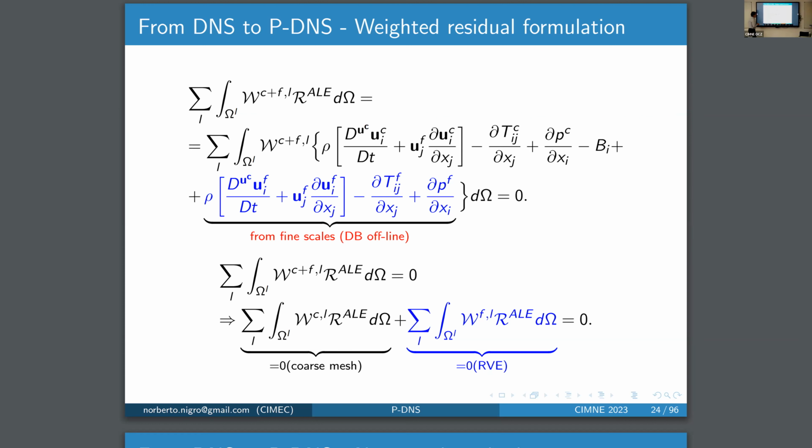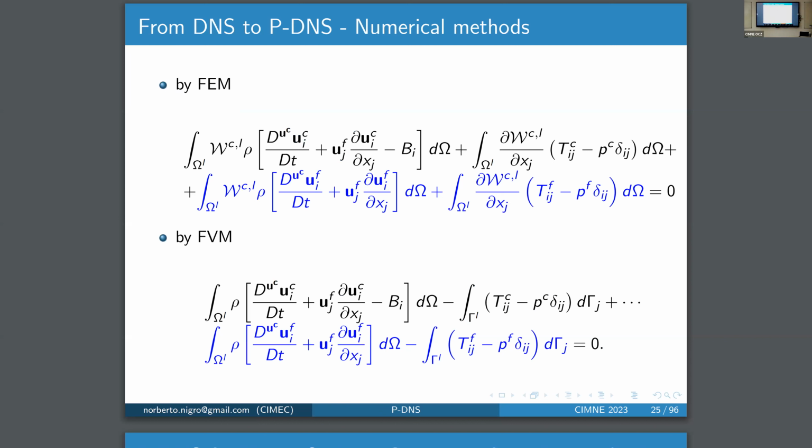This is more or less a summary, and we solve two kinds of problems. One in the coarse mesh and one for the RVE. So I have to let you know how to solve such two problems. We think the problem in these two numerical methods, FEM and finite volumes, but we implement it in finite volume because we use OpenFOAM, that is built in finite volume. So for us, it was very useful to do that.